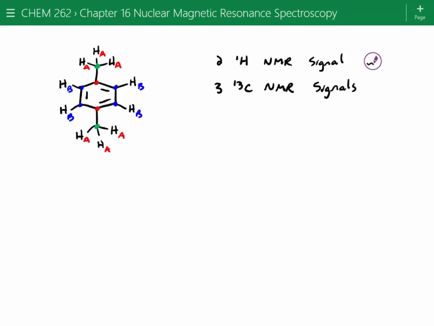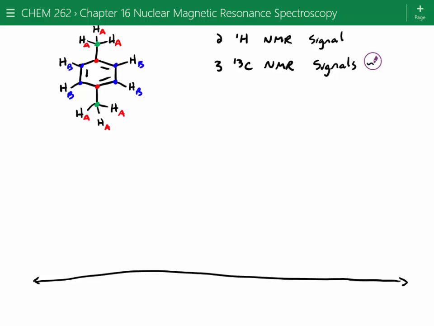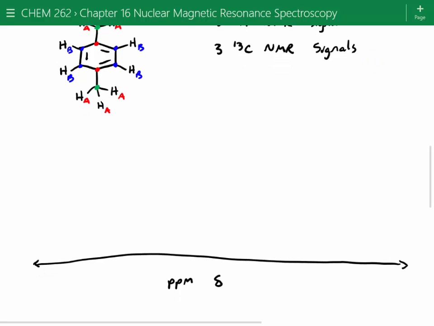So let's take a look at what the spectrum would look like for this molecule. This is actually called paraxylene. We'll talk a little bit more about naming aromatic molecules when we get to that section. But if we look at the proton NMR, the scale is on the bottom. And the scale is in the units of ppm, or parts per million. And oftentimes you'll see it drawn with that lowercase delta signal. And really what this refers to is something called your chemical shift.